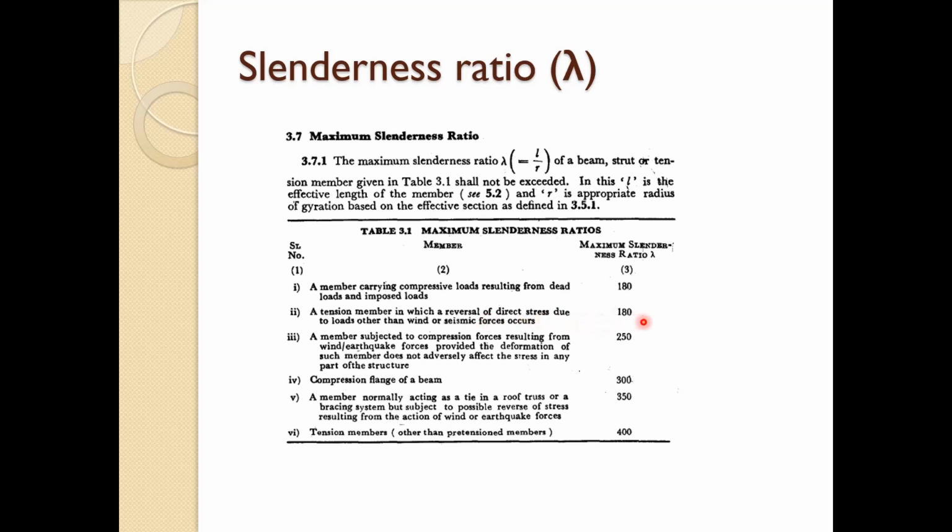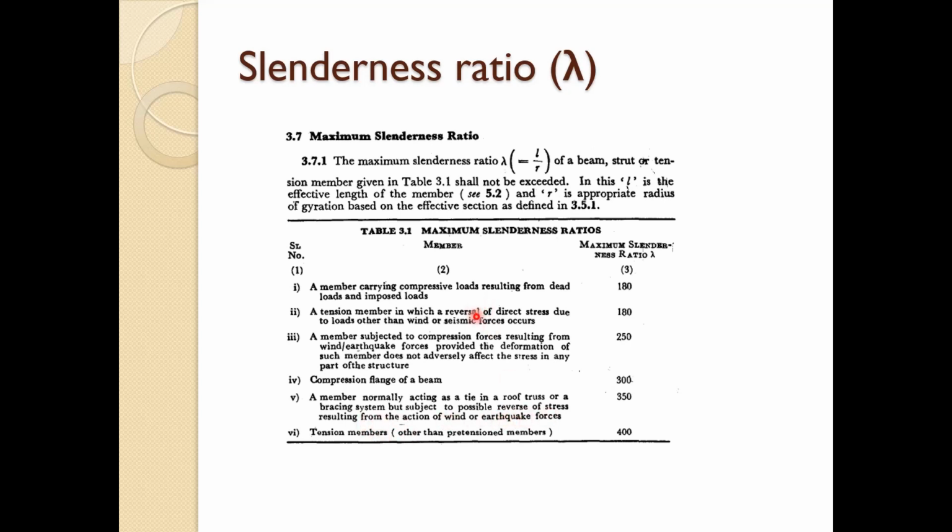So the limit is 180 for reversal of direct stress due to loads other than wind or seismic forces. Then the second thing is a member normally acting as a tie in a roof truss or a bracing system, but subject to possible reversal of stresses resulting from the action of wind or earthquake.